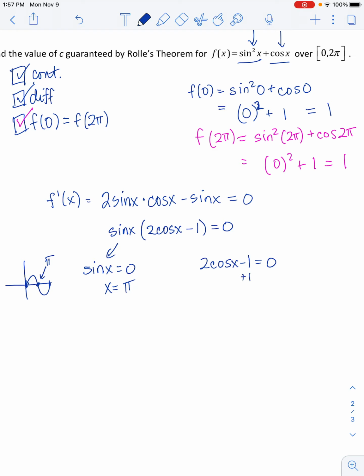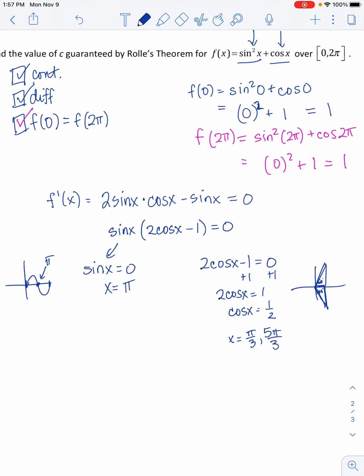Now for the other one, we have to do a little bit more math here. 2 cosine x equals 1, so cosine x equals 1/2. Now let's think about where cosine equals 1/2. Cosine, remember, is our x measurement here. This triangle here, depending on how good you know your unit circle, is 60 degrees. And what's this one? 300 degrees. Turn those back into radians, so our two values are pi thirds and 5 pi thirds.